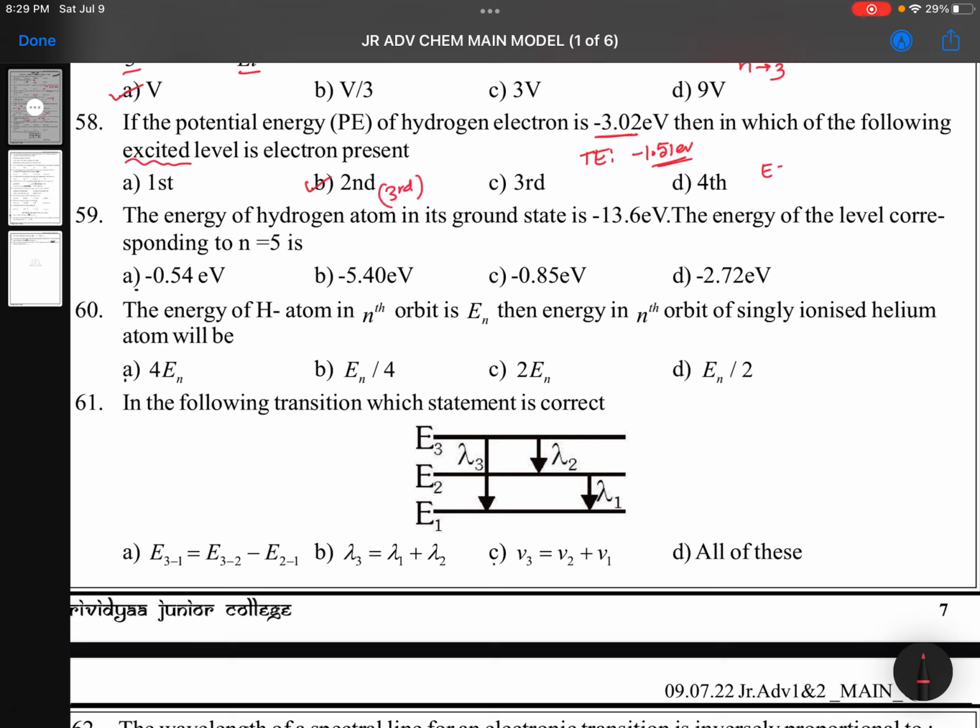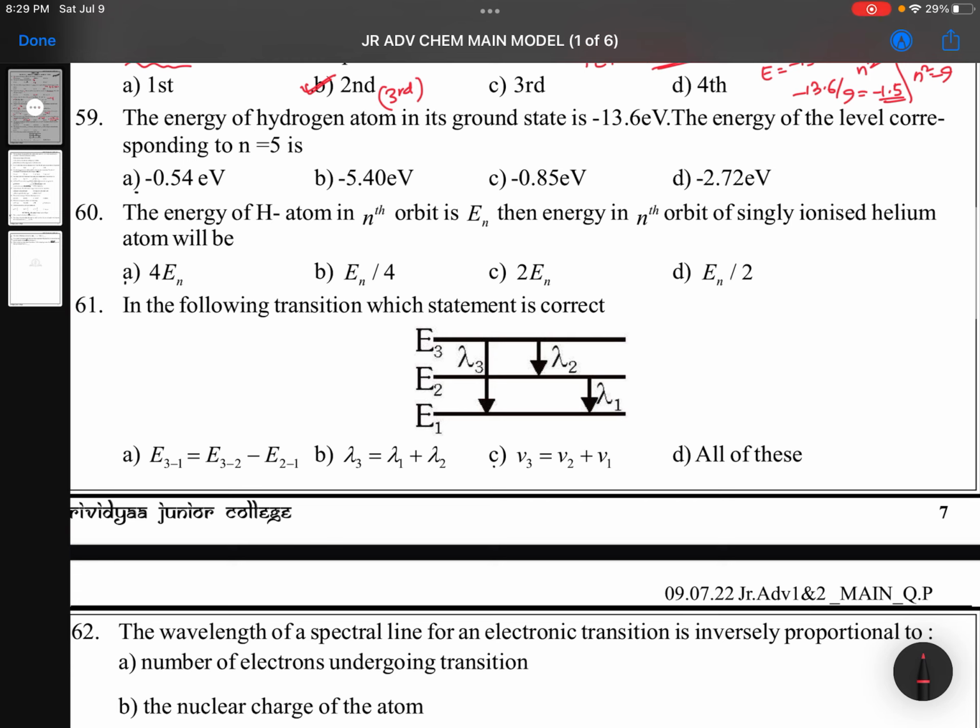So E is equal to minus 13.6 into z square by n square. When n is equal to 3, n square is equal to 9. Minus 13.6 by 9 is equal to minus 1.5. Second excited means third level. Don't confuse with this.